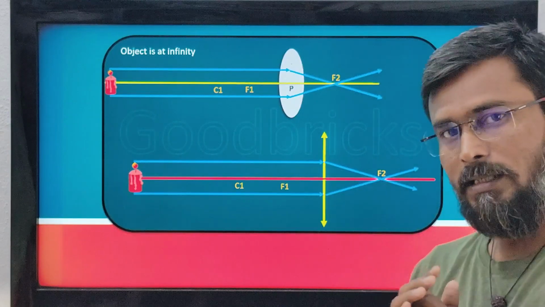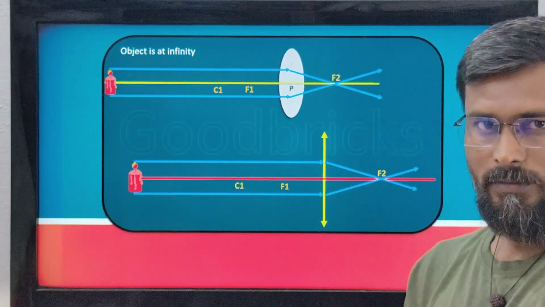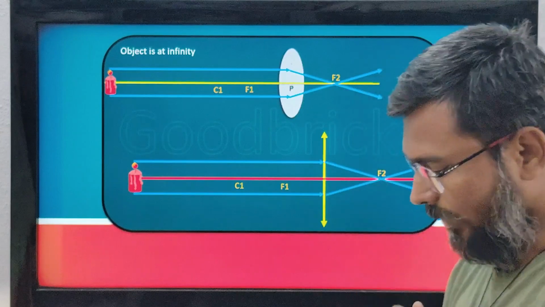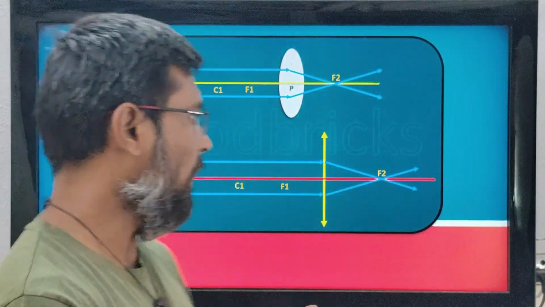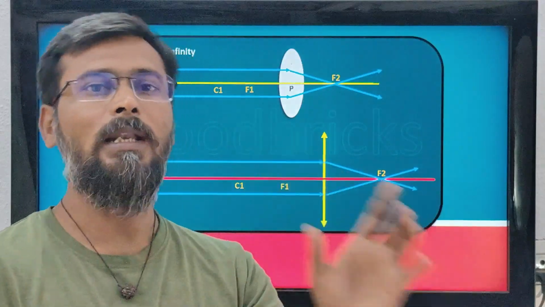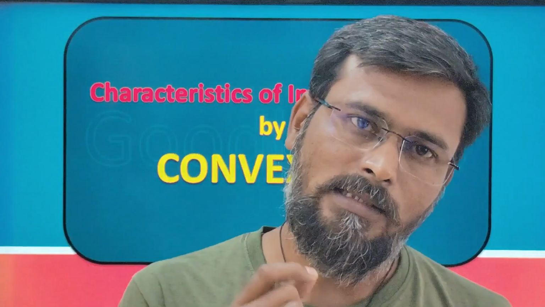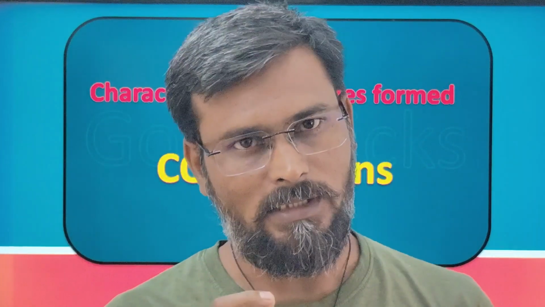It can be caught on the screen, so it is a real image. And it is forming at F. So when the object is at infinity, the image will be forming at F, a point-sized, inverted, real image will be formed. Let us now discuss the characteristics of images formed by a convex lens.